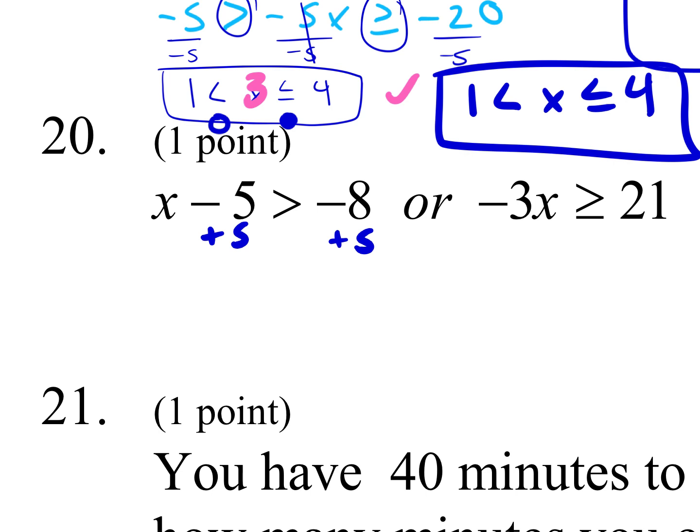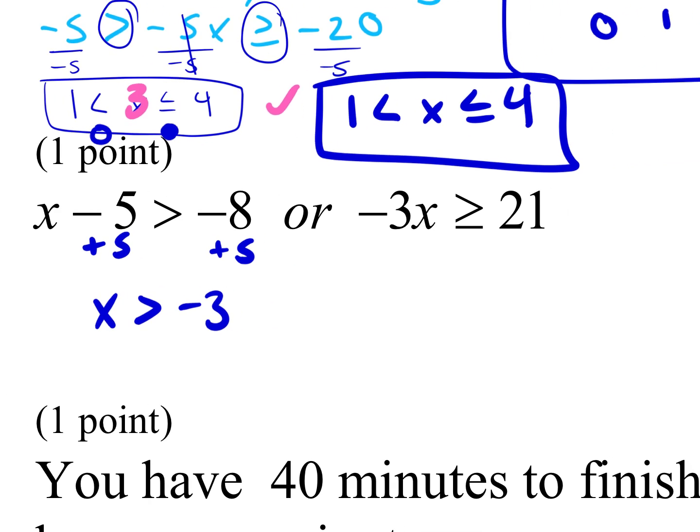What's negative 8 plus 5? Negative 3. So x is greater than negative 3. And then what would I do in the second one? Divide both sides by negative 3. What do I have to do when I divide by a negative? Flip the sign. So instead of it being a greater than or equal to, it changes to a less than or equal to negative 7.